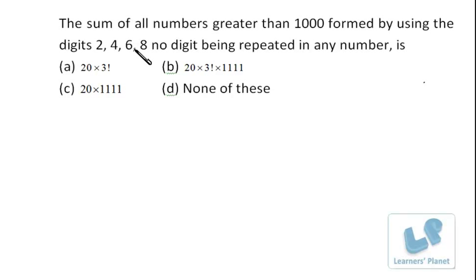We know that there are total 24 numbers, right? 24 numbers will be formed from all these 4 digits by mutual arrangement, right? Now what is the biggest number that will be formed? That is 8, 6, 4, 2. And what is the smallest number that is formed? That is 2, 4, 6, 8, right? So this is the biggest number, this is the smallest number.